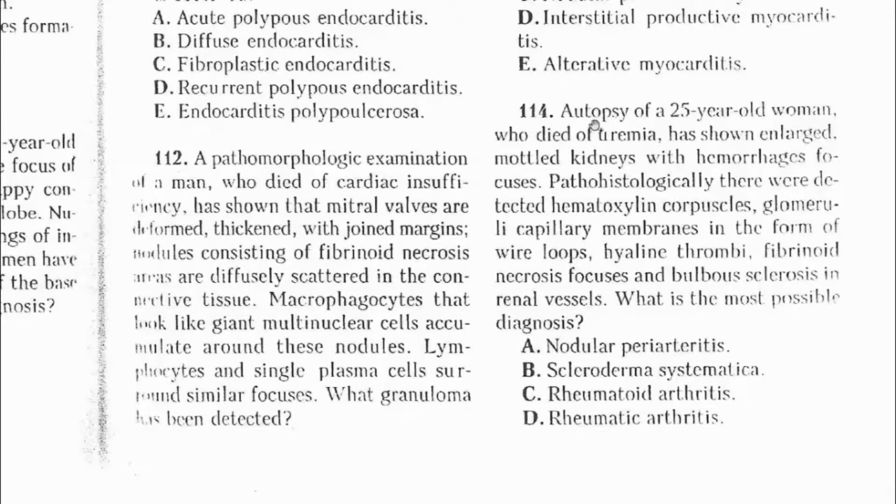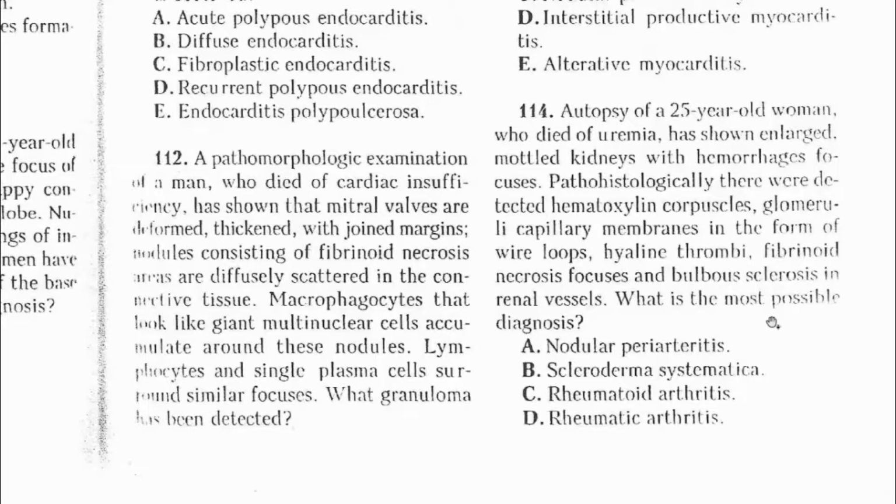114. Autopsy of a 25-year-old man who died of uremia has shown enlarged kidneys with hemorrhage focuses. Pathohistologically, there were detected hematoxylin corpuscles, glomerular capillary membranes in the form of wire loops, hyaline thrombi, fibrinoid necrosis focuses, and bulbous sclerosis in the renal vessels. What is the most possible diagnosis?